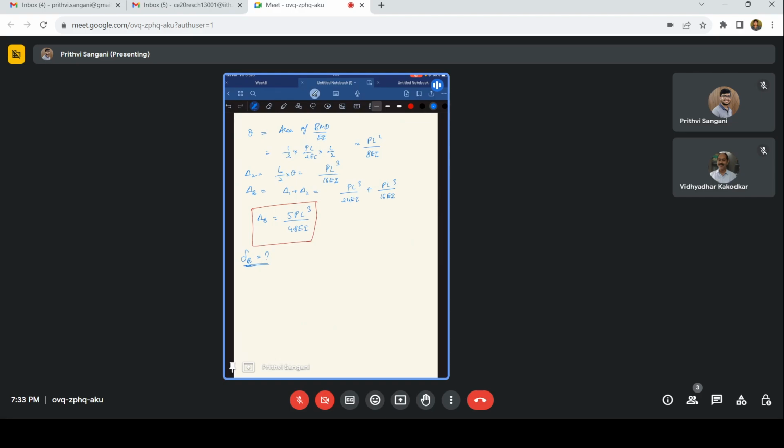Otherwise you can also try with the simply supported beam. One point I forgot to mention: in the previous question, we have something like this. Okay, this is not a valid one. Let me take another example.